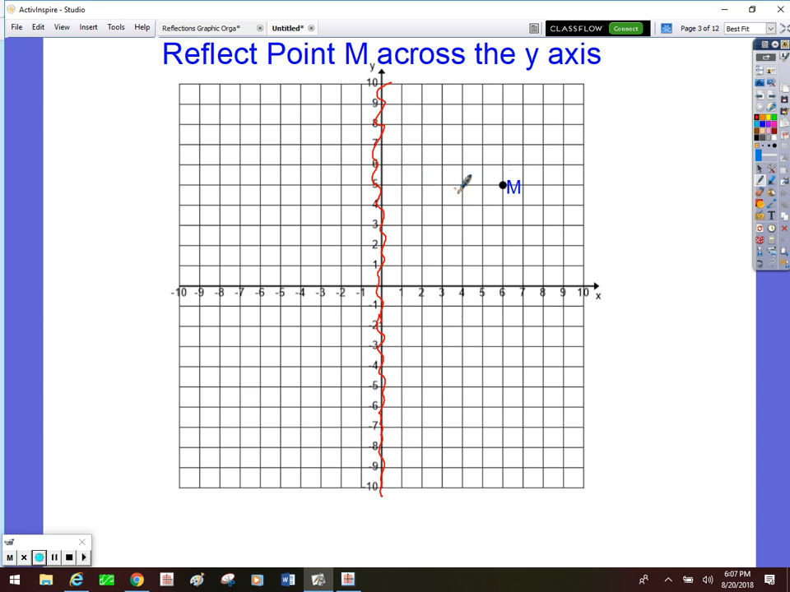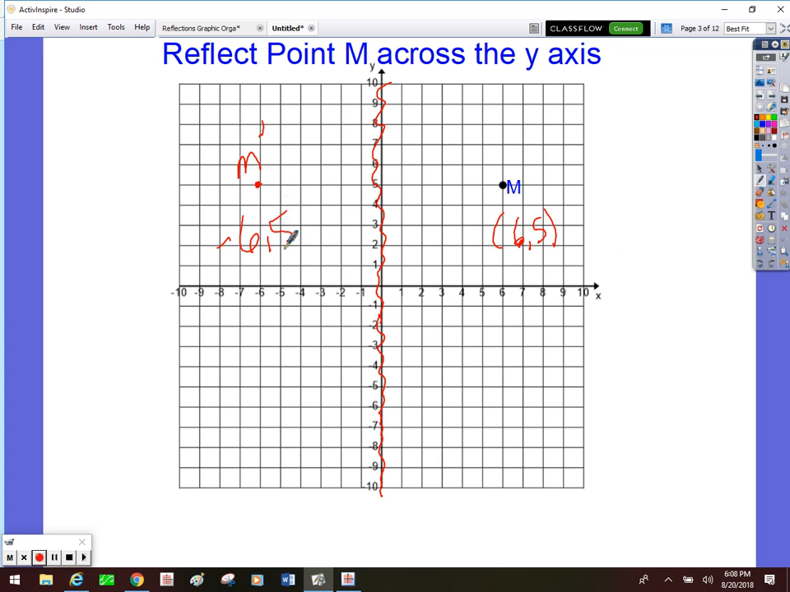If I look, all I'm looking at right now, this point is at 6, 5 in quadrant 1. I'm going to reflect. Just count 1, 2, 3, 4, 5, 6. Just count the same number on the other side. When I put my dot, there is my coordinate for M prime, -6, positive 5, excuse me, not 6.